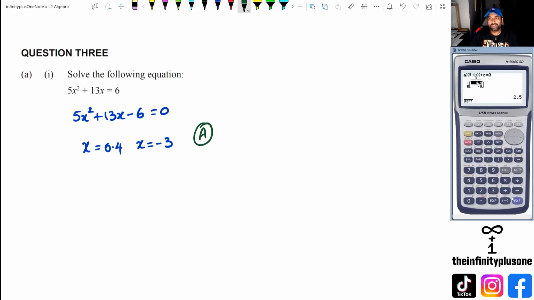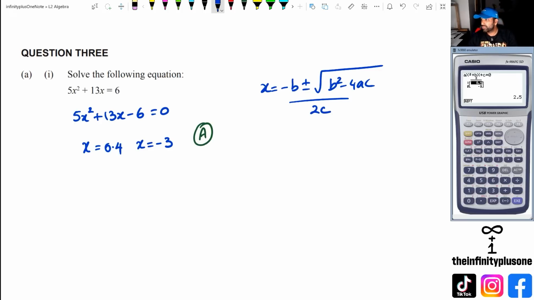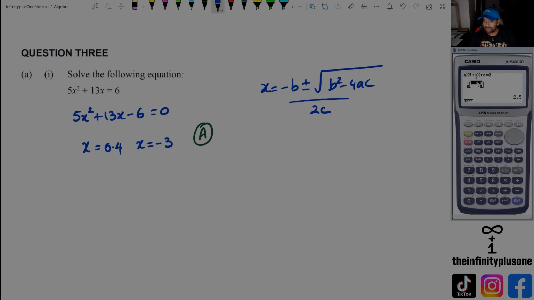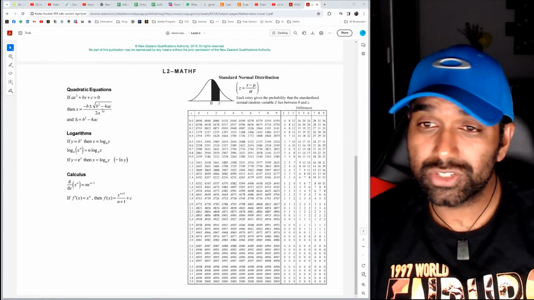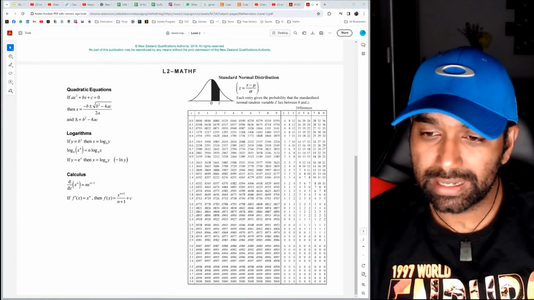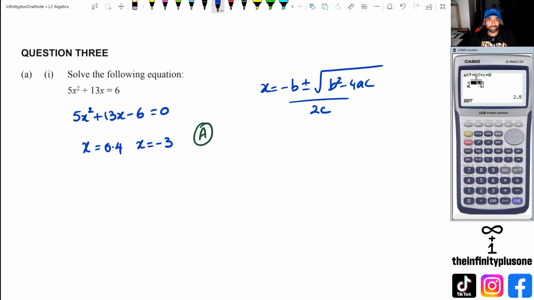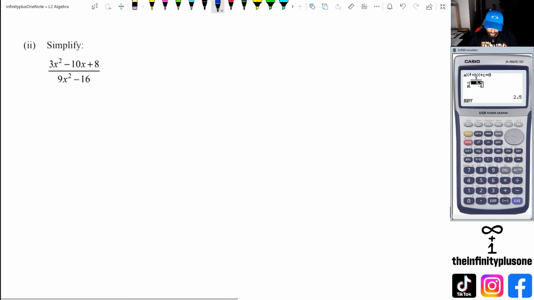Now, if you don't have a graphics calculator, you've got to use the quadratic formula for that one. That's the one where you go x equals minus b plus or minus the square root of b squared minus 4ac, over 2a. Now again, if you do forget the quadratic formula, remember it is actually in your formula sheet, so you can just pick it up from there and work out the answer for this particular question. All right, so let's go to the question part 2.